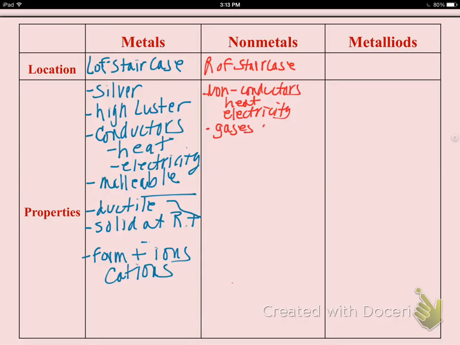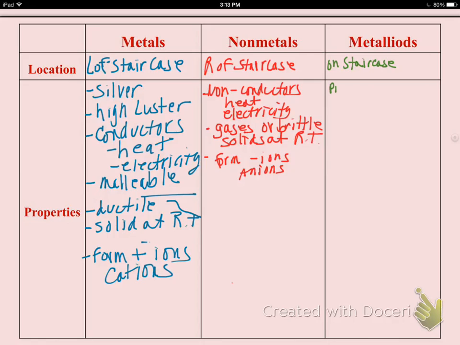They are either gases or brittle solids at room temperature. They're a lot more diverse than metals are. They form negative ions, which are known as anions. And last we have the metalloids, which are located along the stair step on your periodic table.